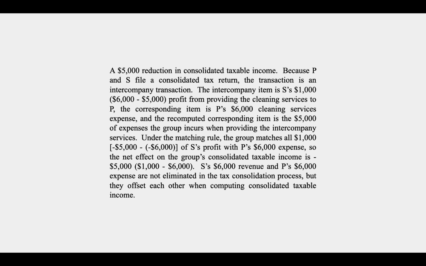So the recomputed corresponding item is the $5,000 of expenses the group incurs when providing the intercompany services. Under the matching rule, the group matches all $1,000 of S's profit with P's $6,000 of expense, so the net effect on the group's consolidated taxable income is $5,000. S's $6,000 revenue and P's $6,000 expense are not eliminated in the tax consolidation process, but they offset each other when computing consolidated taxable income.